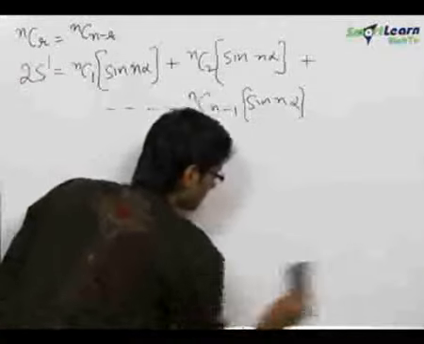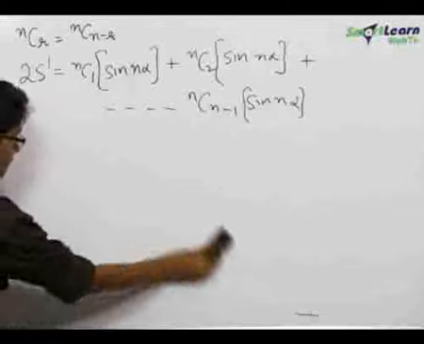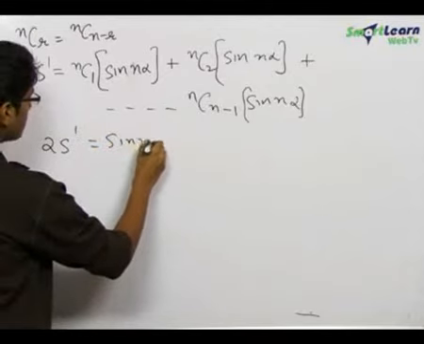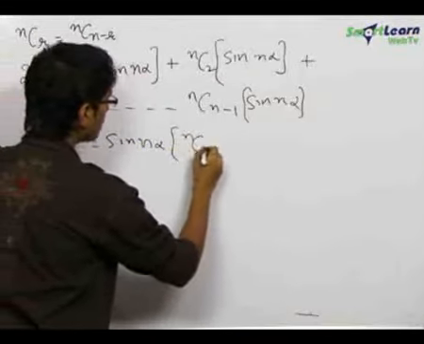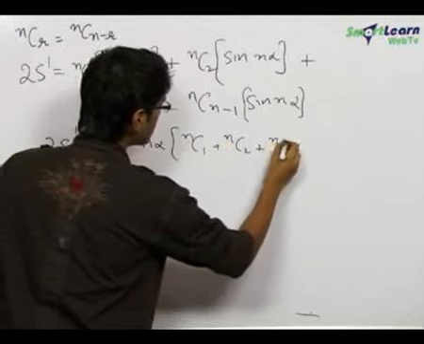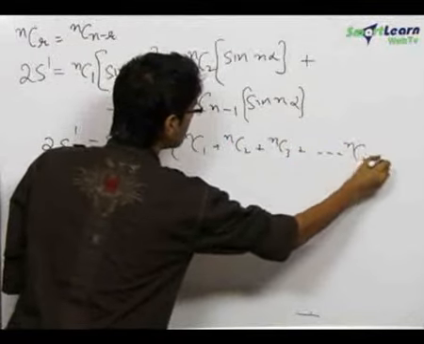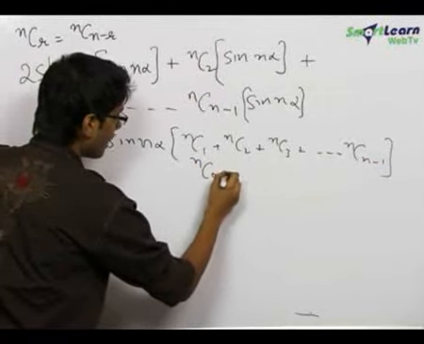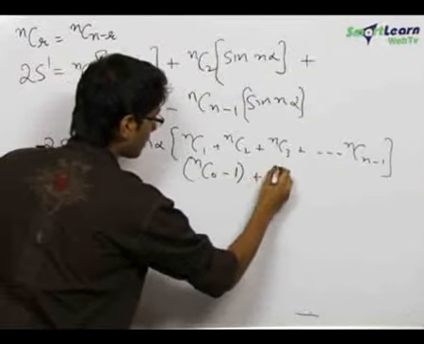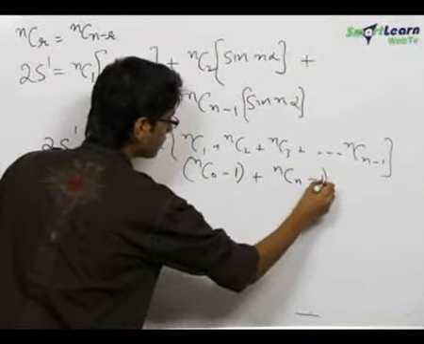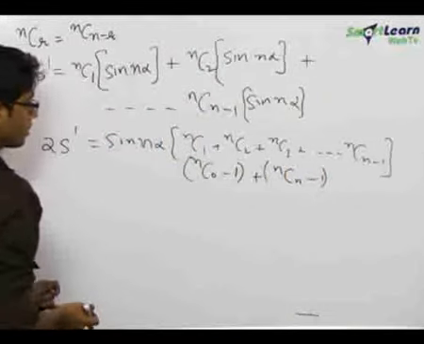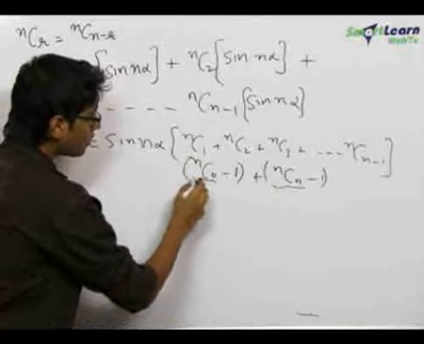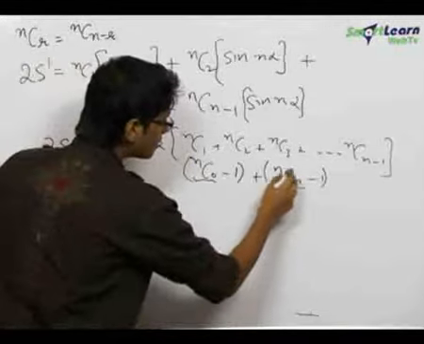Now what we do is, we take out sin n alpha common and write it as sin n alpha into nC1 plus nC2 plus nC3 up till nC(n minus 1). Now adding and subtracting nC0 and nCn in the right hand side of this expression, we know that nC0 is 1 and nCn is also equal to 1. So we add an nC0 and subtract a 1, and similarly add an nCn and subtract a 1.